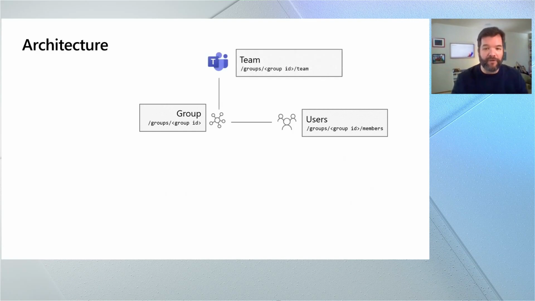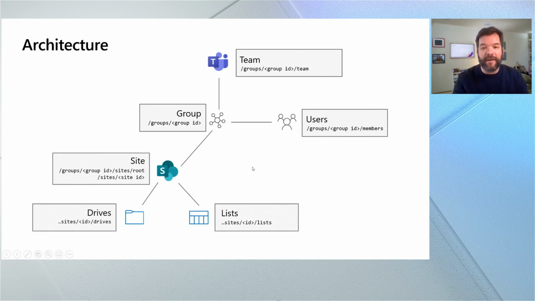Now, on top of a group is the concept of a team. So every team has a group that's provisioned behind the scenes. But if you want to manage, for example, all the team channels or all the team chats, you can access that through /groups/ID/team. Now, every team also has a SharePoint site that's provisioned alongside of it as well to provide assets like file-based resources and lists. So you can get an identifier to the site by /group_ID/site/root. And then once you get that identifier, you can actually work with all the different assets inside of that site.